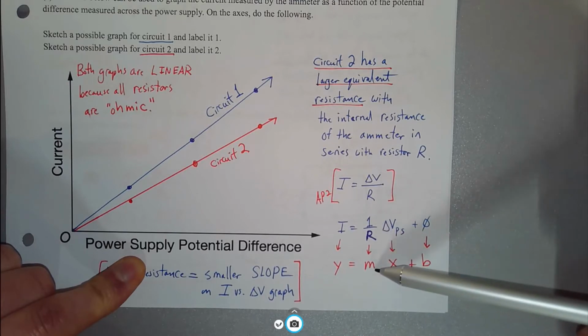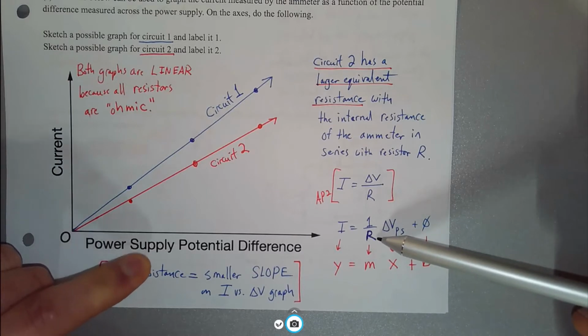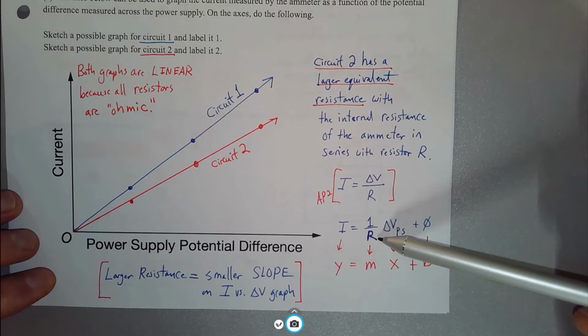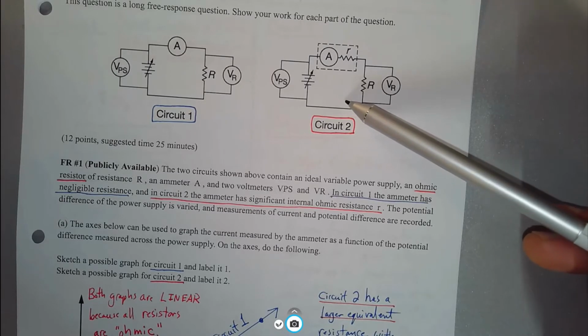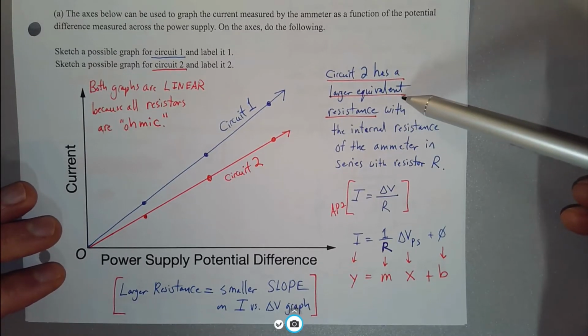So the slope in a graph like this is the inverse of the resistance of the whole circuit. So if this circuit has a larger resistance, it's going to have a different slope on the graph than circuit number 1. So we said circuit 2 has a larger equivalent resistance.